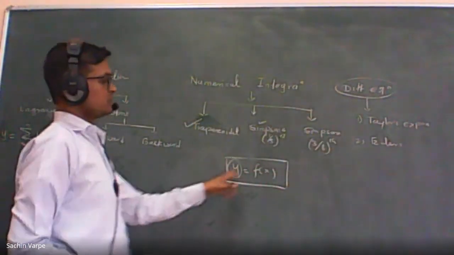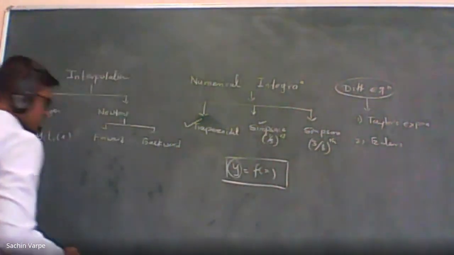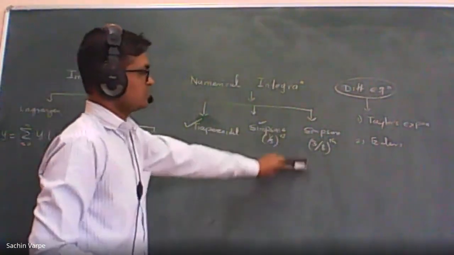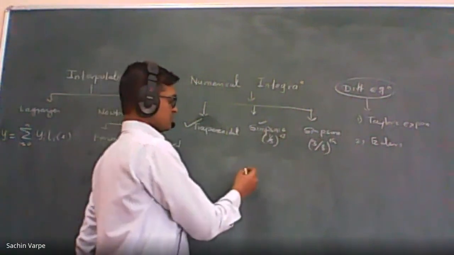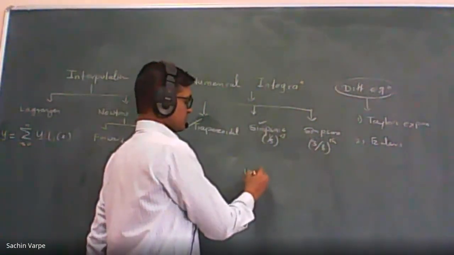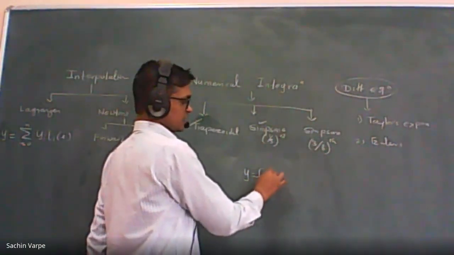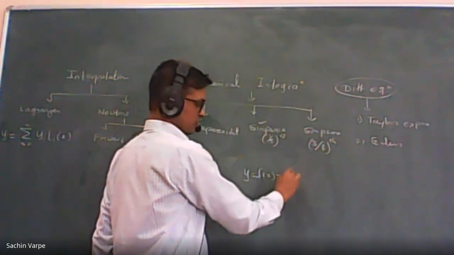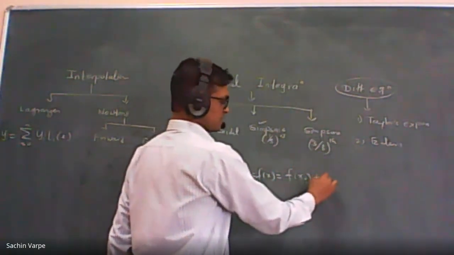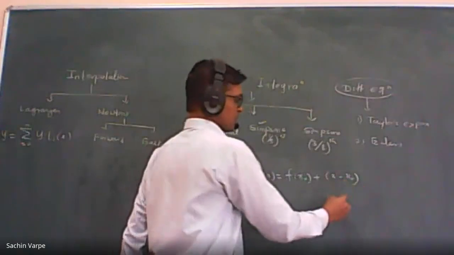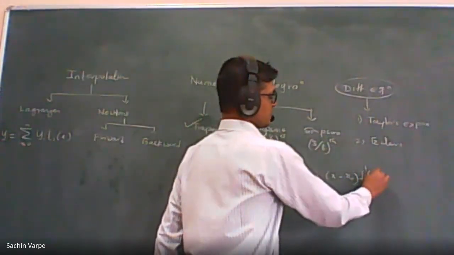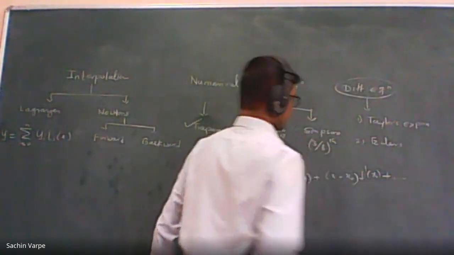Okay, so this is arbitrary because if you look at the Taylor's series expansion formula, Taylor says y is a function of x, and that is nothing but f of x naught plus x minus x naught into f dash at x naught plus and so on.